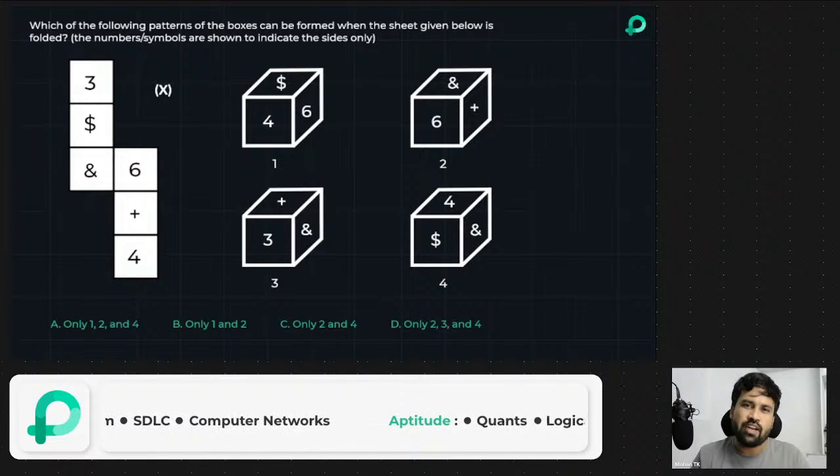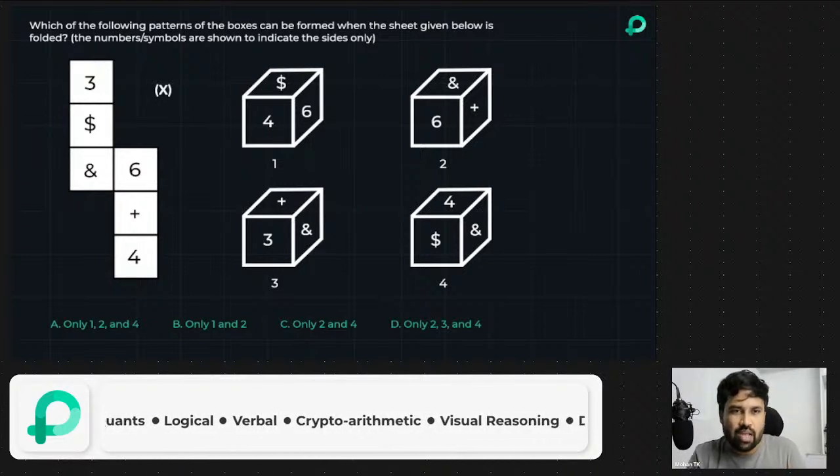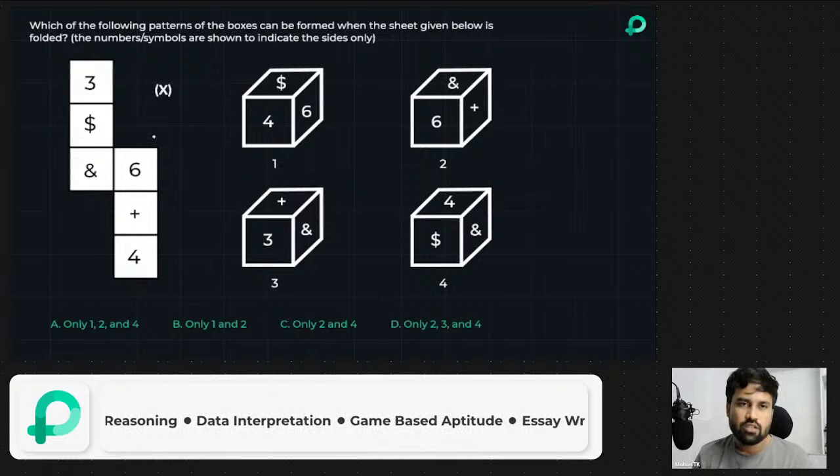I'll go and explain a lot of questions. Why? Because if we have more time, we can discuss more questions. So just look at here.